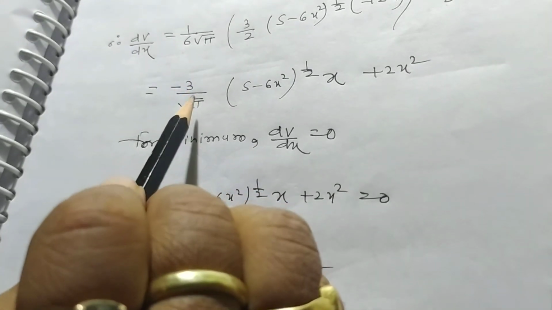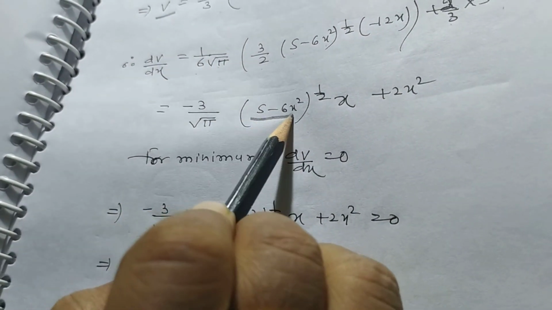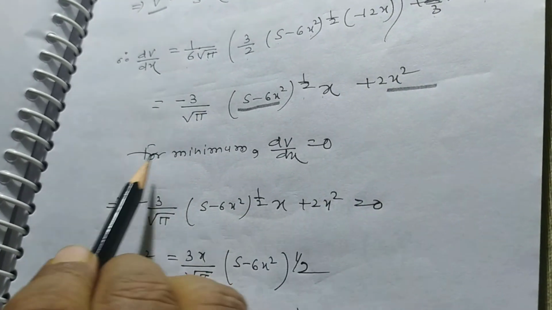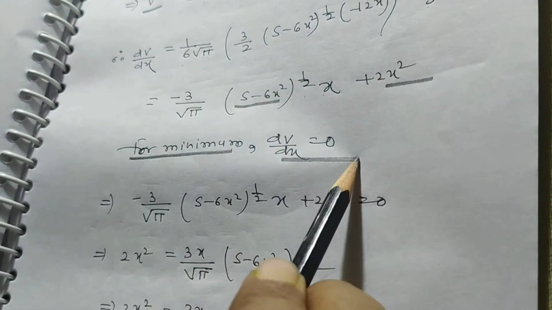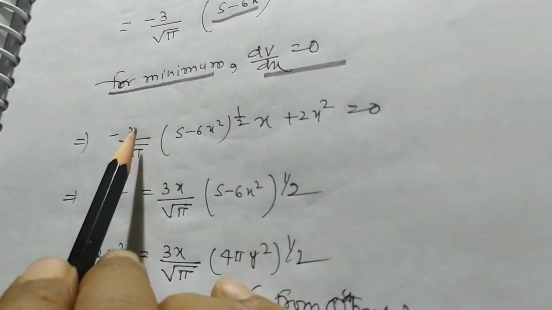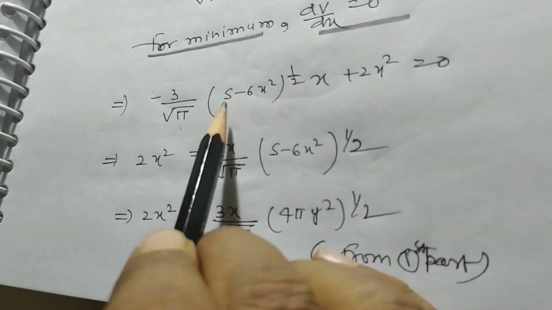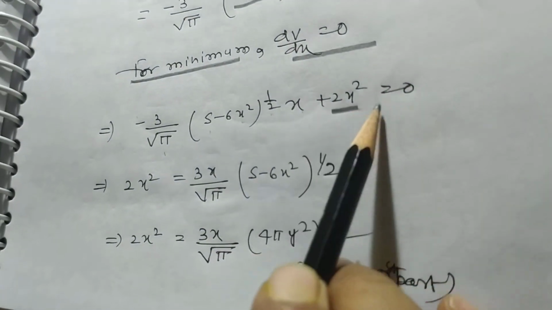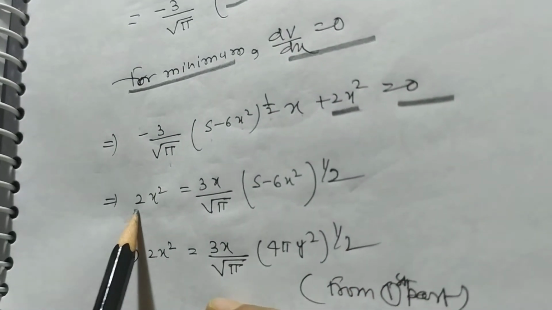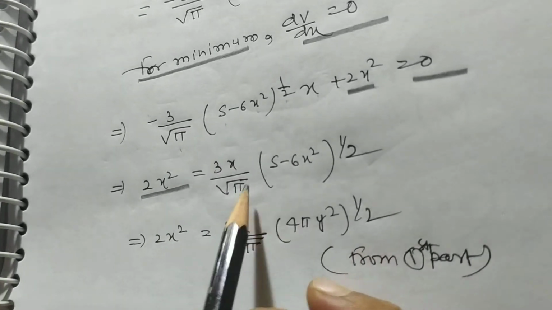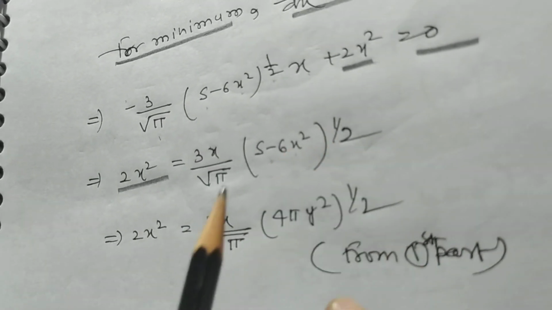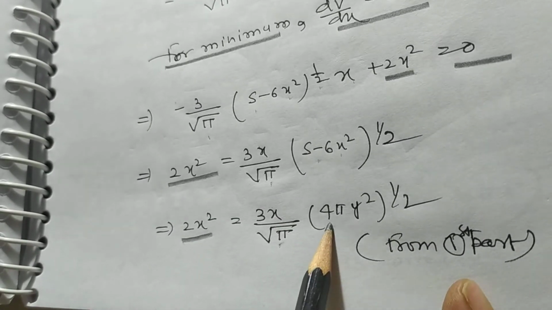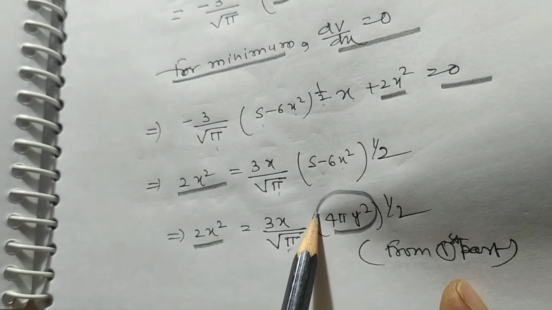So minus 3 root pi x minus 6x square whole to the power half into x plus 2x square. For minimum, dv by dx is equal to 0. This implies minus 3 by root pi x minus 6x square to the power half into x plus 2x square is equal to 0. So 2x square is equal to 3x by root pi x minus 6x square whole to the power half. So 2x square is equal to 3x root pi 4 pi y square to the power half.